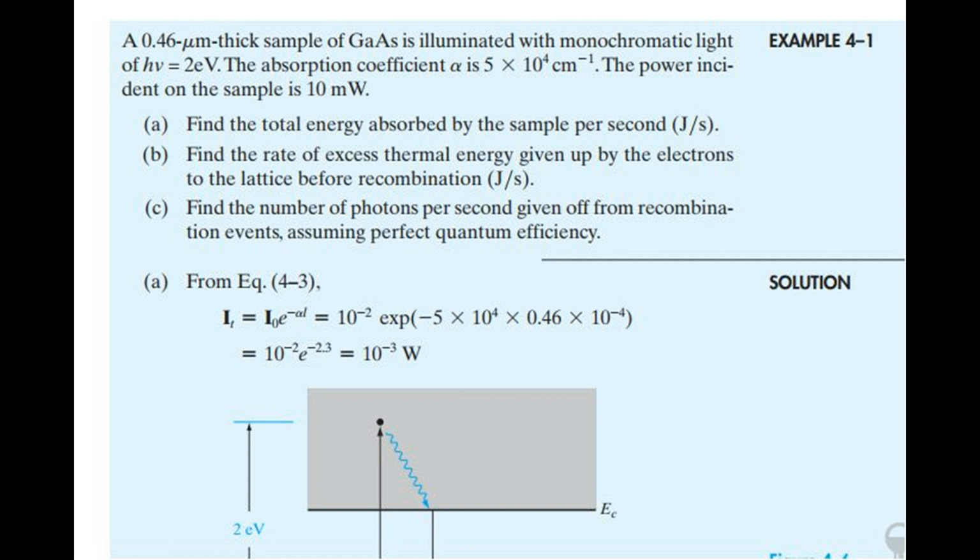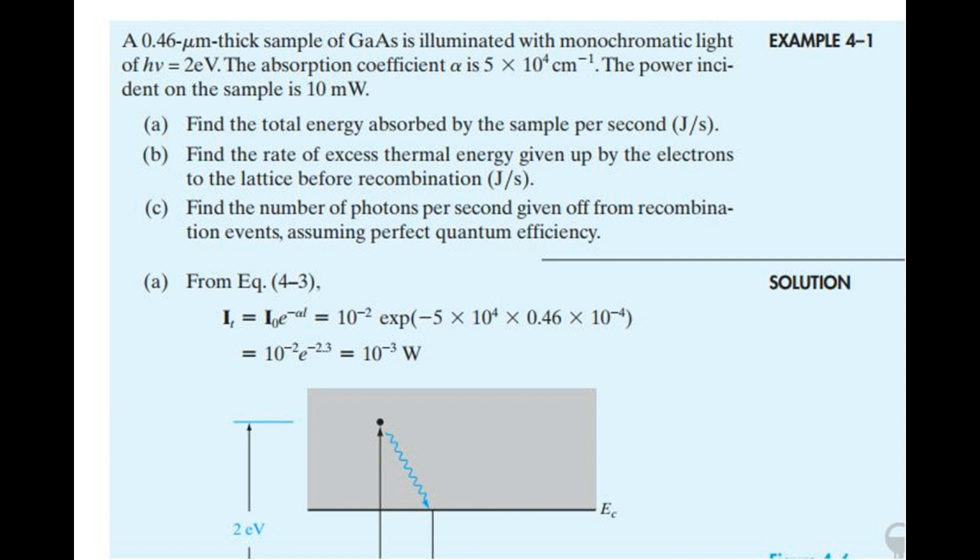Example 4.1. A 0.46 mm thick sample of gallium arsenide is illuminated with monochromatic light of hν equal to some number of electron volts. The absorption coefficient is 50,000 per centimeter. The power incident on the sample is 10 milliwatts. A. Find the total energy absorbed by the sample per second, in J/s. B. Find the rate of excess thermal energy given up by the electrons to the lattice before recombination, in J/s. C. Find the number of photons per second given off from recombination events, assuming perfect quantum efficiency.